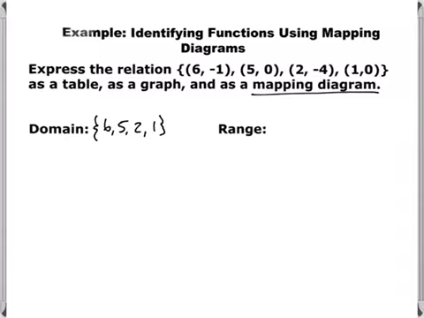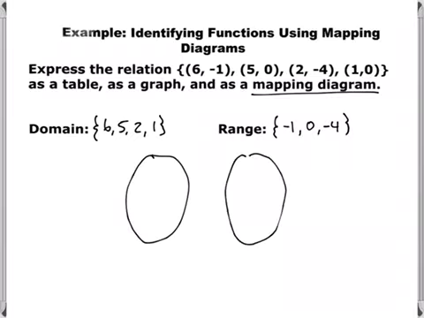Your range, on the other hand, would be your outputs. So in this case, -1, 0, -4, and then 0 repeats, so we don't have to write it twice. All right, so we've got our x values for domain, y values for range. And now a mapping diagram is where you list these. I like to start off by using circles. I put two circles apart like this, and I list the domain in the left circle. So 6, 5, 2, 1. And the range in the right circle, -1, 0, -4.